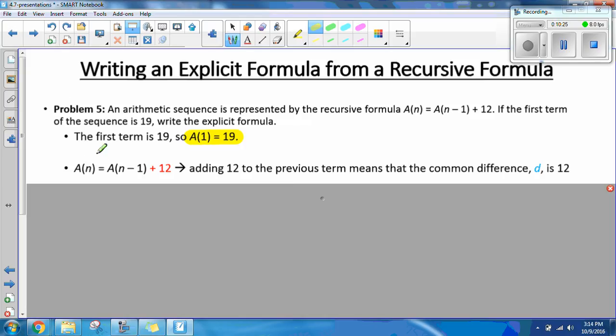Well, a of n is equal to a of n minus 1 plus 12. This is the recursive formula. Adding 12 to the previous term means that the common difference is 12. So this 12 is our variable d.